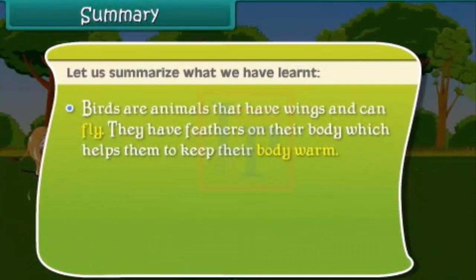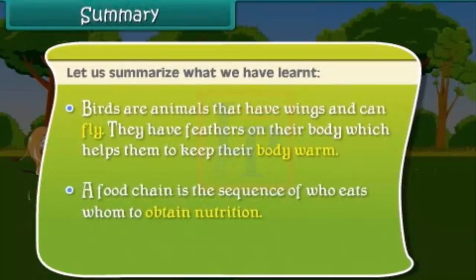Birds are animals that have wings and can fly. They have feathers on their body which helps them to keep their body warm. A food chain is the sequence of who eats whom to obtain nutrition.